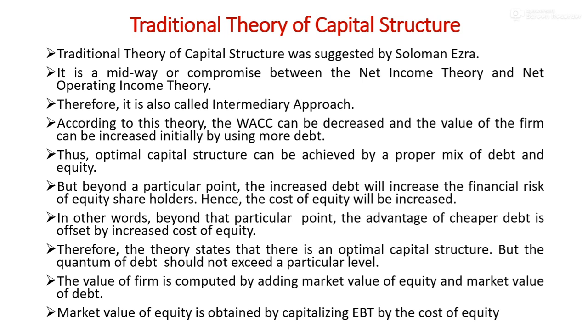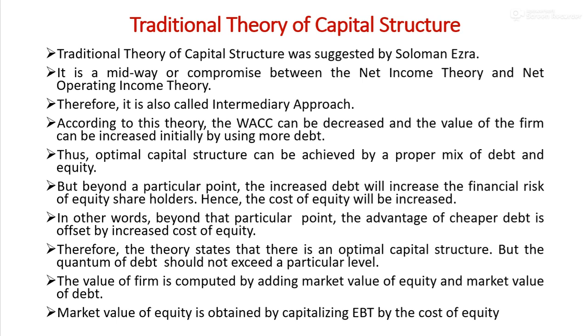According to this theory, the weighted average cost of capital can be decreased and the value of the firm can be increased initially by using more debt. Thus, an optimal capital structure can be achieved by a proper mix of debt and equity. But this is possible up to a certain level only.